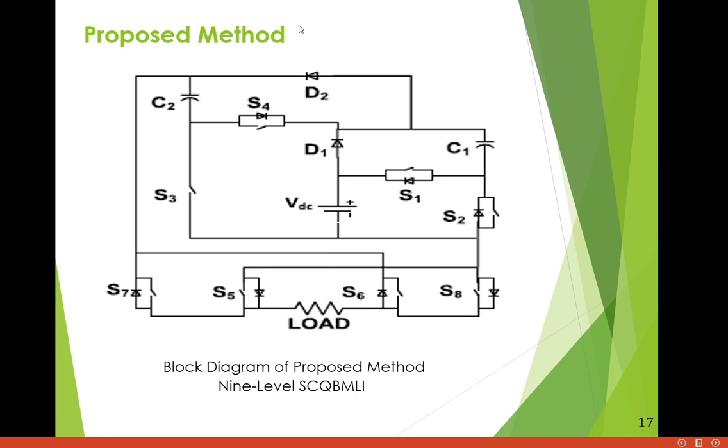And the block diagram consists of a single DC source, 8 switches, 2 capacitors, and 2 diodes. The capacitors C1 and C2 are used alternatively with the DC supply to produce a higher output voltage. By sequential and systematic turning on and off of the switches, the capacitor C1 is charged equal to the supply voltage and C2 is charged up to double the value of input voltage.